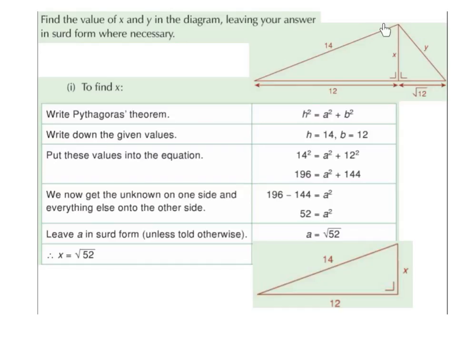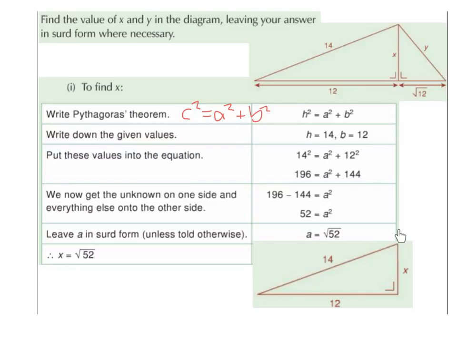So if we just focus on the left triangle, and draw it out separately over here, we have a hypotenuse of 14, a base of 12 and a height of x. So we have a right angle triangle and we're trying to find an unknown side, so we're going to use Pythagoras' theorem. Pythagoras' theorem is h squared equals a squared plus b squared, or in our formula book it's c squared equals a squared plus b squared. So the c represents the hypotenuse, as does the h, and the a and the b represent the other sides.